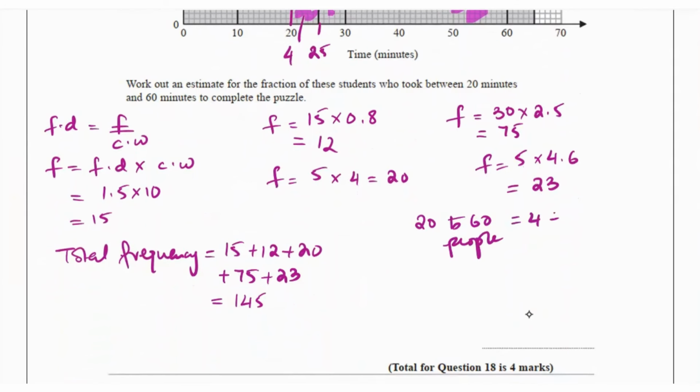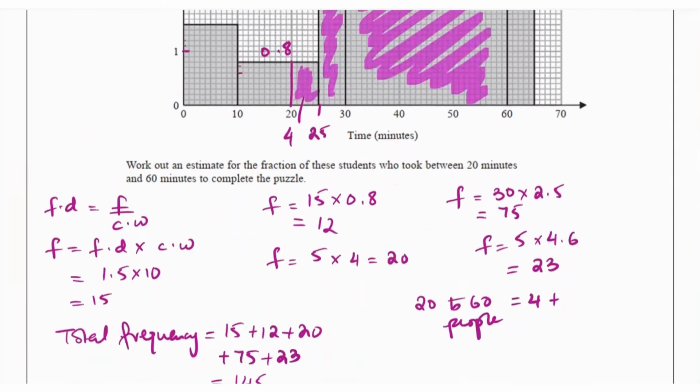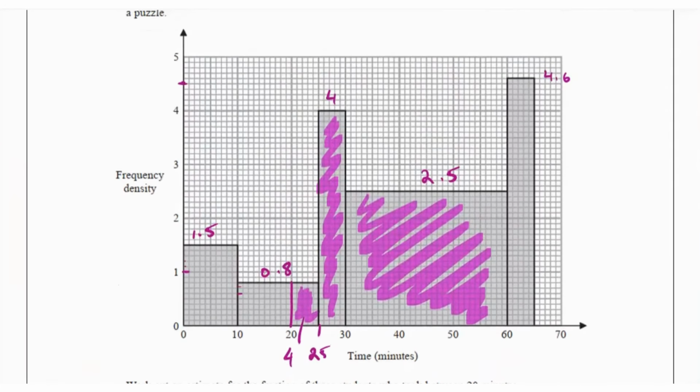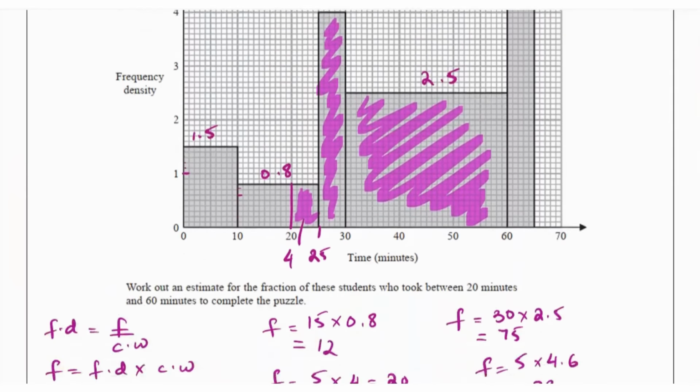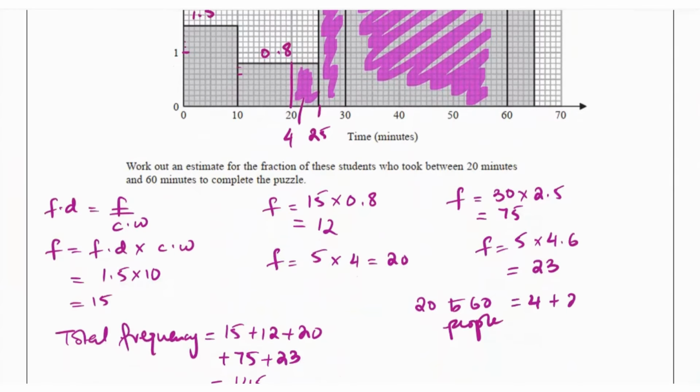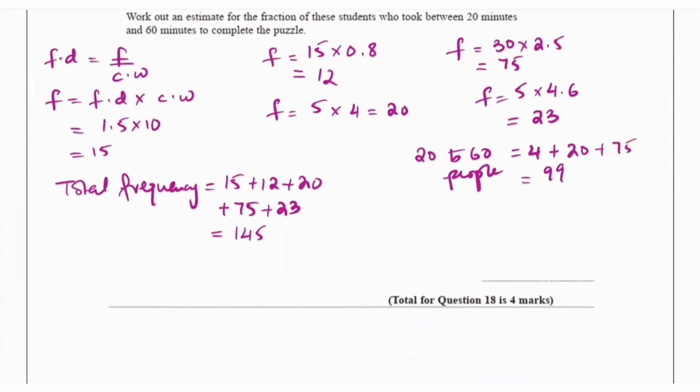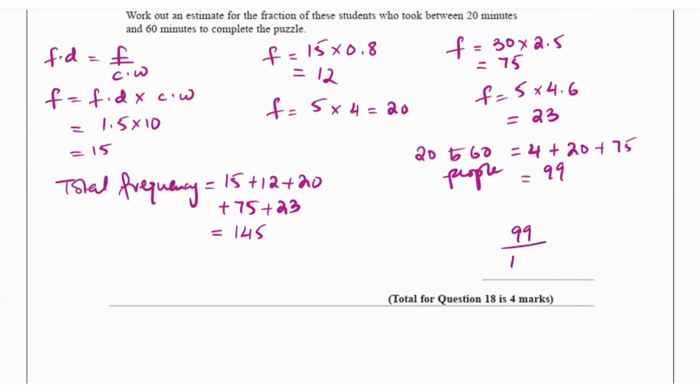That's 4 plus, and then over here from 25 to 30, we have 20 people. And then from 30 to 60, we have 75 people. So that's going to add up to 99 people. So your fraction is going to be 99 out of 145. That is your answer.